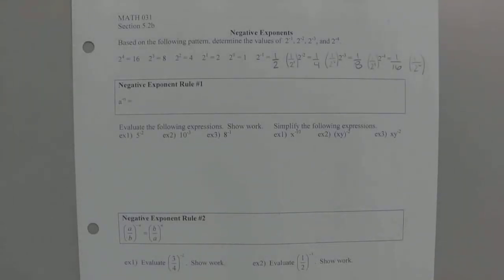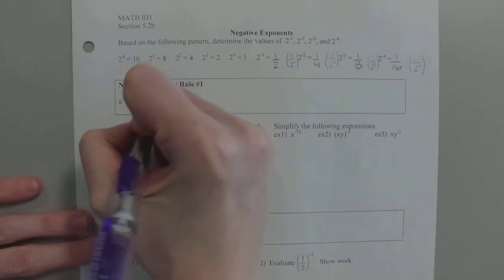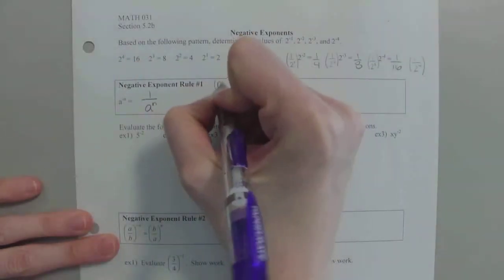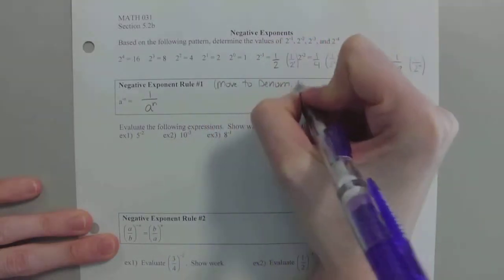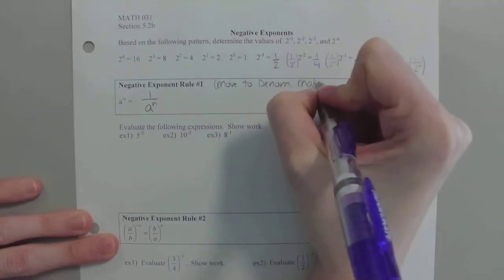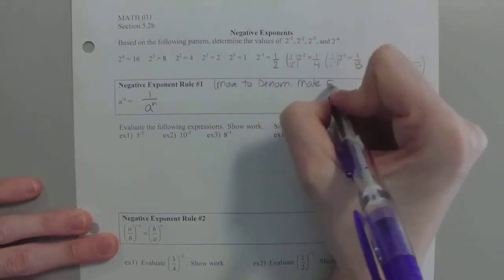So in a nutshell, negative exponent rule number 1 is move your base to the denominator and make the exponent positive. So this is just going to be 1 over a to the n. So move to denominator, make exponent positive.